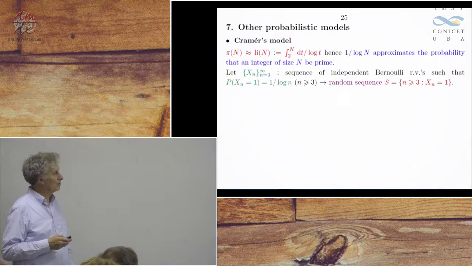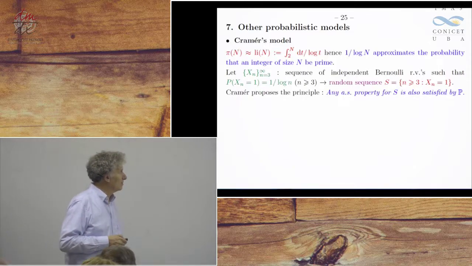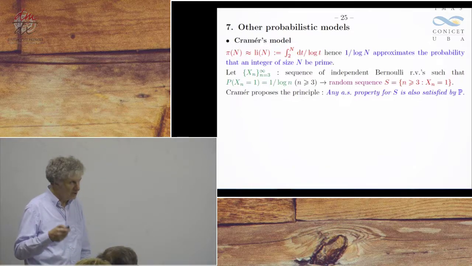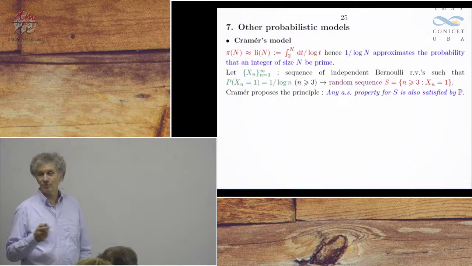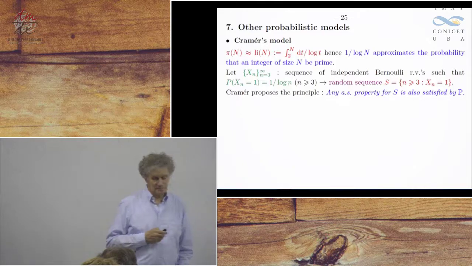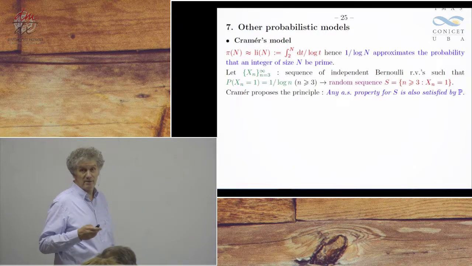Now, the general conjecture that Cramer makes, the principle, is that if a property is almost sure for the random sequence, it should be shared by the primes. Wonderful, I mean, simple. So with this, one can make plenty of conjectures.